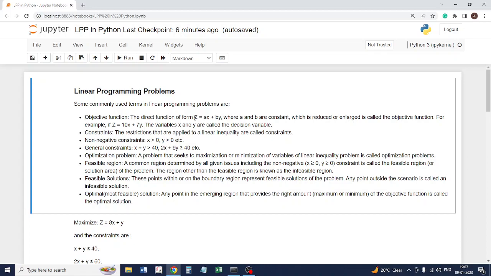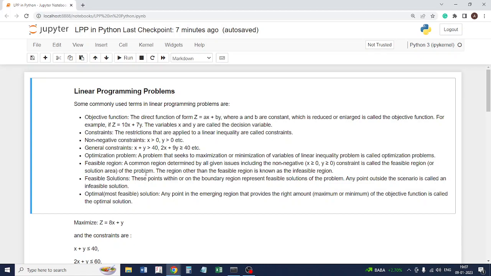In a linear programming problem, generally the objective function takes the syntax of z equal to ax plus by. Later on, we'll also see how to optimize nonlinear functions, how to do the programming of it. This particular session is only for linear programming problems. Constraints are given to us, and based on that, we find the feasible solutions.